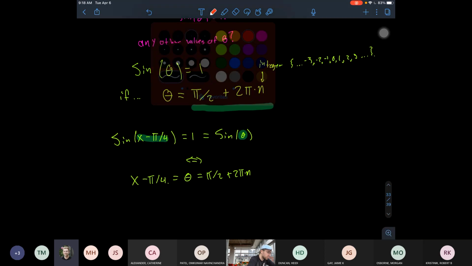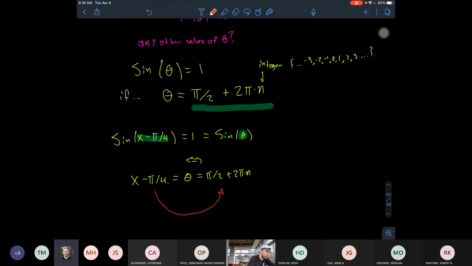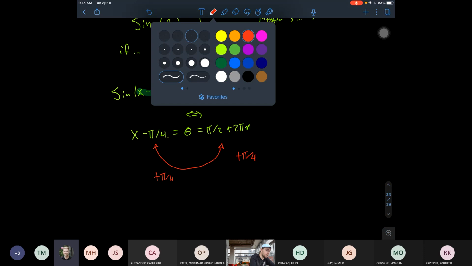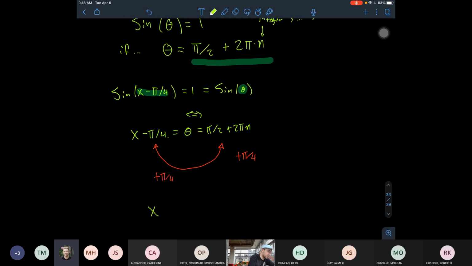And if we look at the relationship between x minus pi over 4 and the form which an angle should take to cause sine to take value 1, then we can find the following. We can just manipulate this algebraically. We add pi over 4 to both sides. And what do we get? We get x should be equal to 3 pi over 4 plus 2 pi times n.